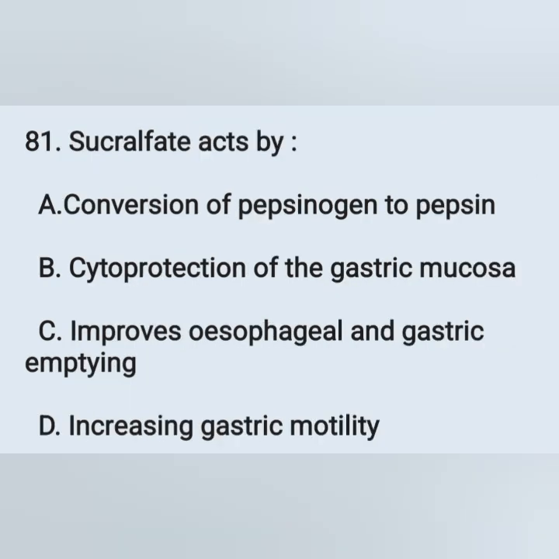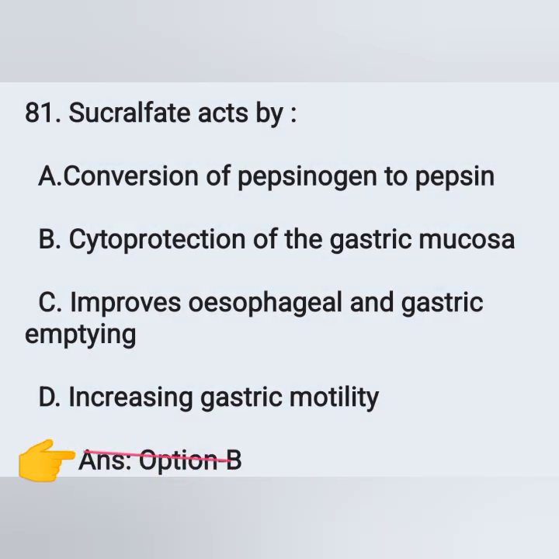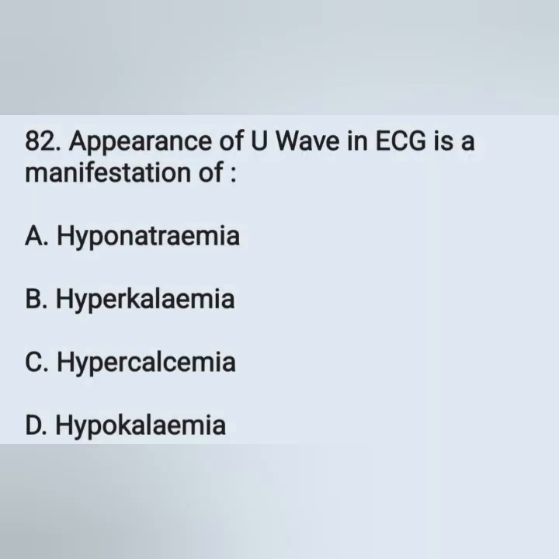Question number 81. Sucralfate acts by. Options. Option A, conversion of pepsinogen to pepsin. Option B, cytoprotection of the gastric mucosa. Option C, improves esophageal and gastric emptying. Option D, increasing gastric motility. Sucralfate is mainly given in case of duodenal ulcer. So it acts by cytoprotection of the gastric mucosa. Option B is the correct answer. Move on to the next question.